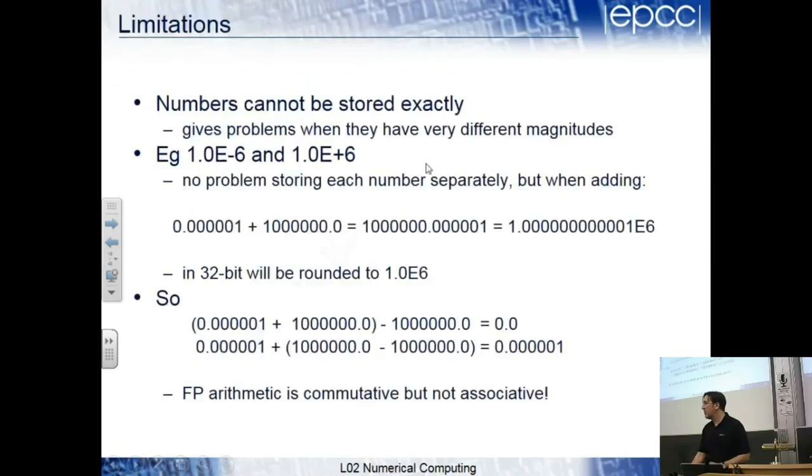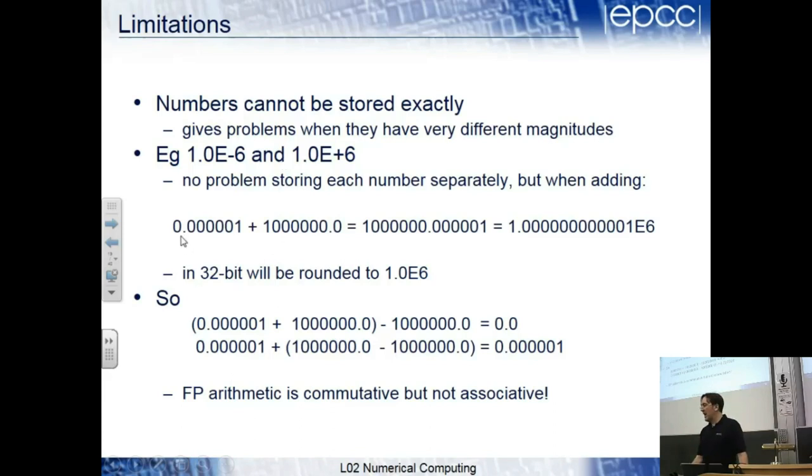So, limitations: numbers can't be stored exactly. And where you see this coming out is when numbers have different orders of magnitude. You can store 10 to the minus 6, a millionth, in single precision. You can store a million in single precision, okay? They can both be stored equally accurately. There's no problem storing the numbers. But when you add them together, you get a problem.